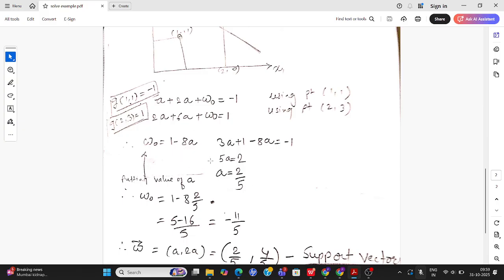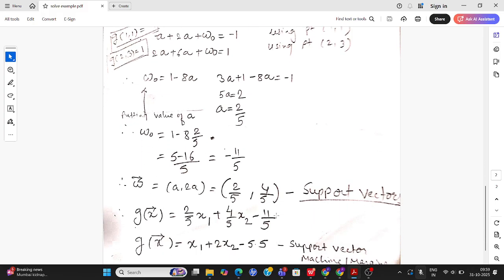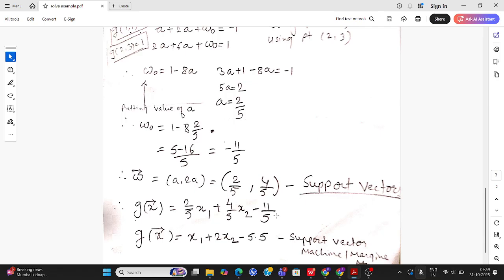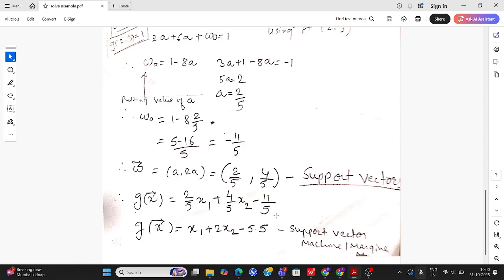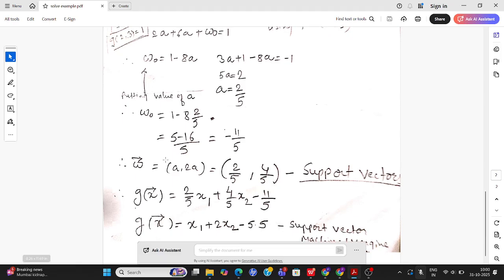So you solve these two equations, getting the value of a as a constant, and then you find the weight value, that is w0. Putting that value of a in the first equation and rewriting the w0 equation with this value, w0 is minus 11 by 5. Likewise you calculate your w bar also and w0 also. So for the 2 points we found, the value of a is 2 by 5 and 2a is 4 by 5.